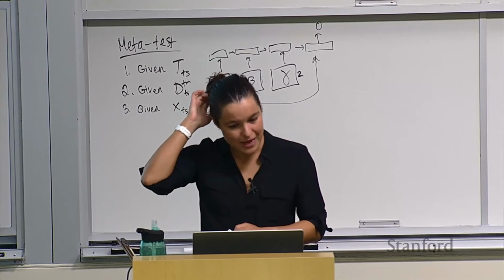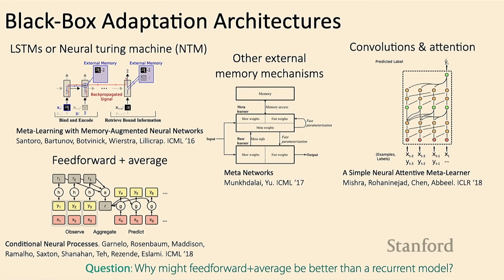There are also other external memory mechanisms that have been proposed. And there are also papers that have proposed things that use attention and convolution. This paper came out before, I think, transformers, or certainly before transformers were popular, and so they probably would have called it a transformer or something. And then there are probably more recent papers that actually use things like transformers as well.